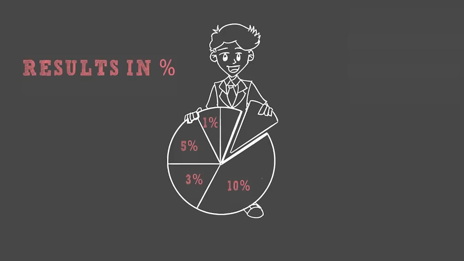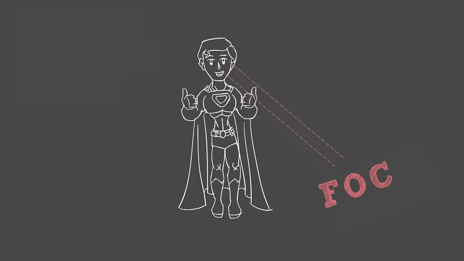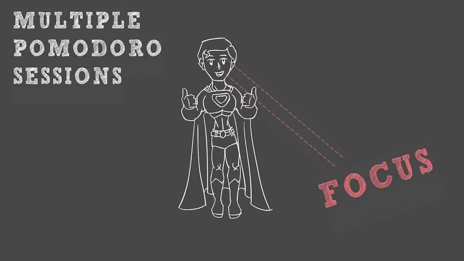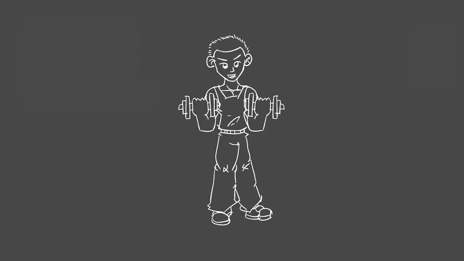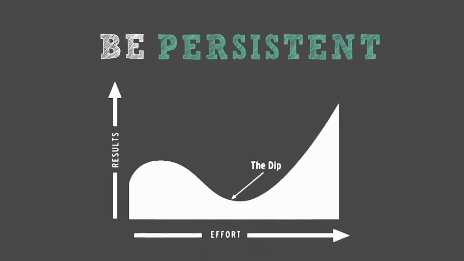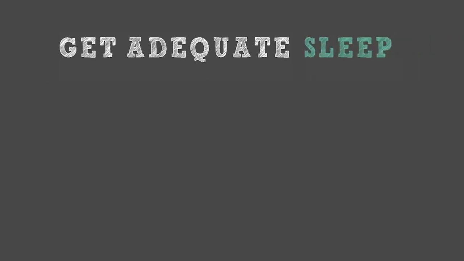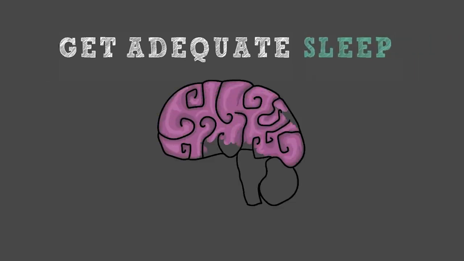Practice the 20% that will give you 80% of the results. Focus deeply when practicing the skill and use multiple Pomodoro sessions. Learn by immersing yourself and actually doing the skill you are learning. Watching or reading is not enough. Be persistent and follow through the dip, where the majority of people will quit. And finally, get adequate sleep to help your brain store all the information and prepare you for the day ahead.